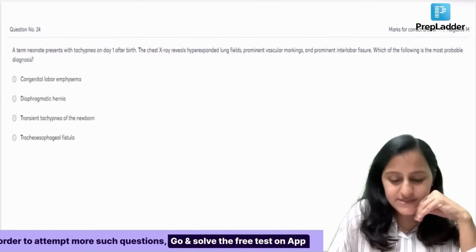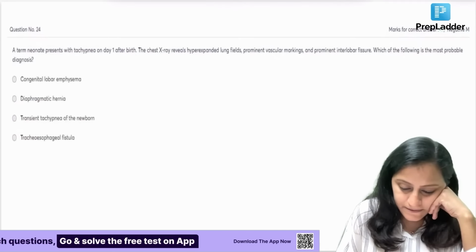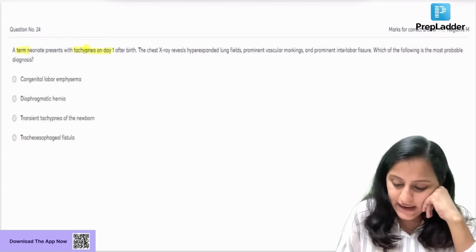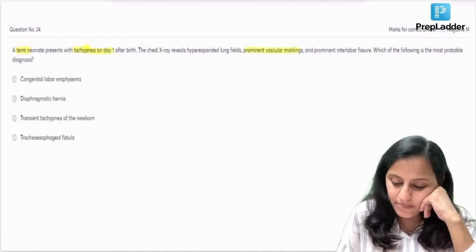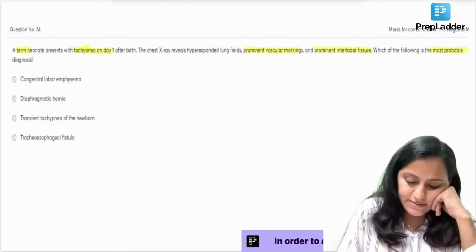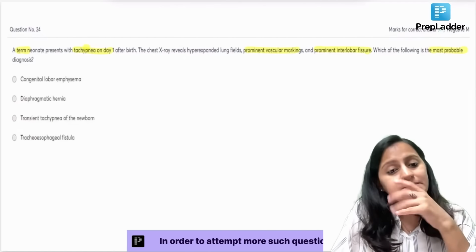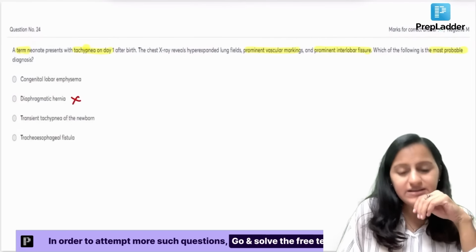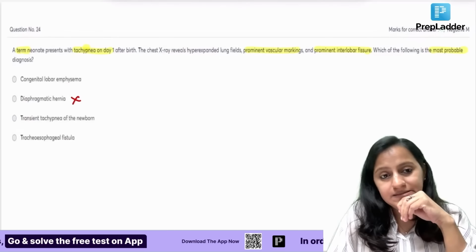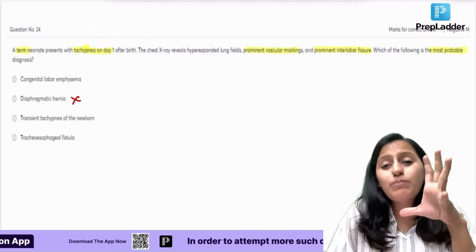Next one, what are you seeing here? A term neonate with tachypnea on day 1, hyperexpanded lung fields, prominent vascular markings, prominent interlobar fissure. What is the most probable diagnosis? It's not diaphragmatic hernia because they have not mentioned the bowel loops in the chest. It's not congenital lobar emphysema.